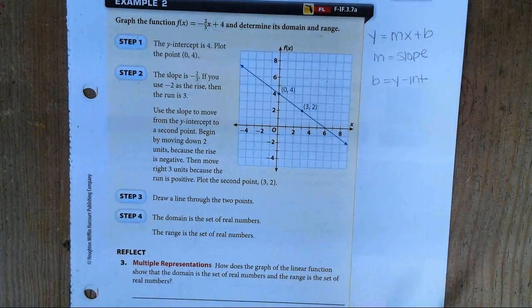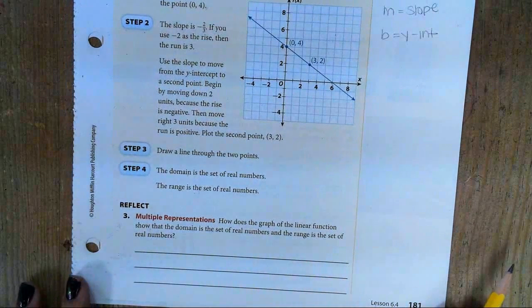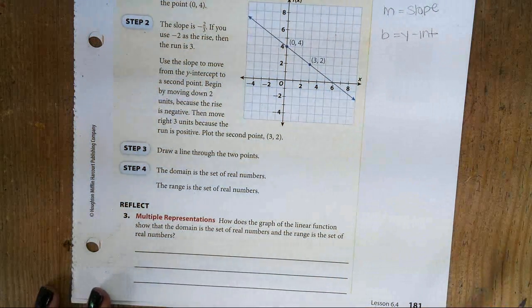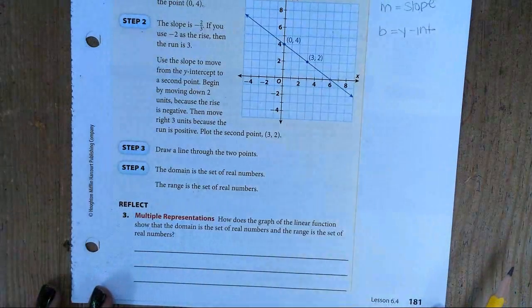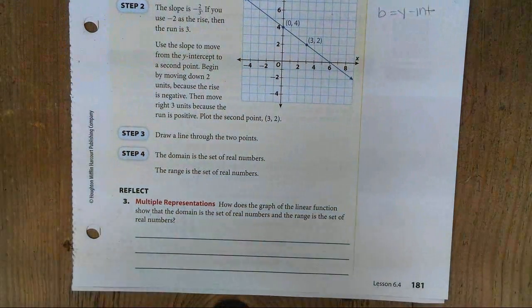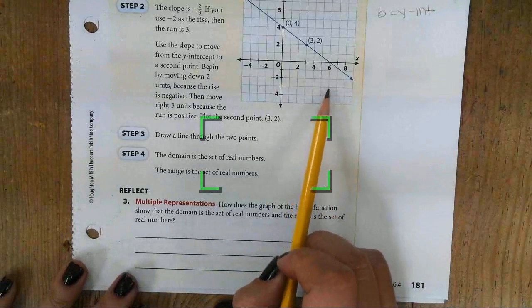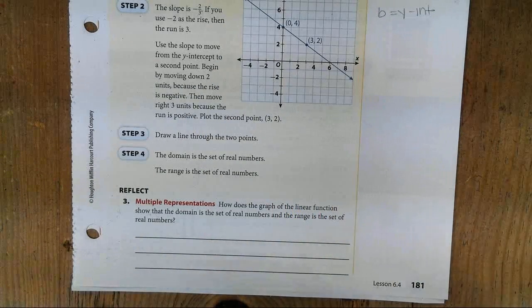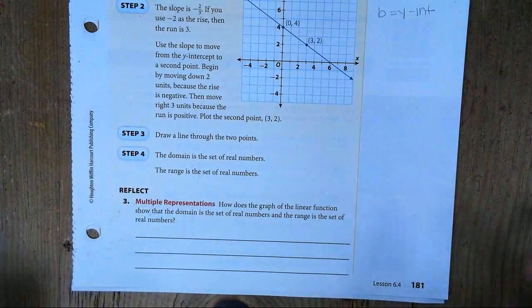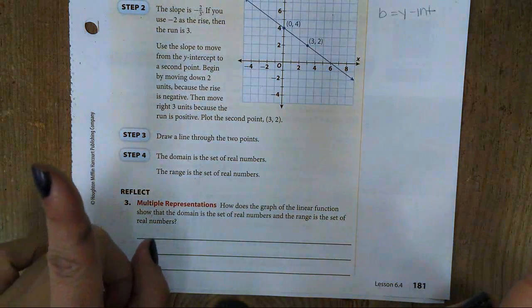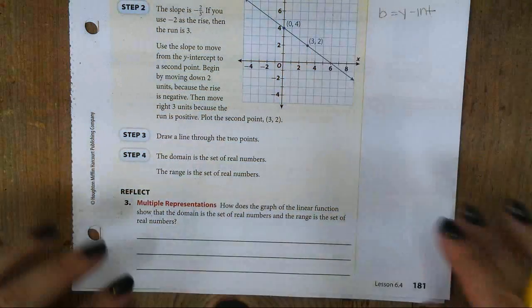So how does the graph of the linear function show the domain is a set of real numbers and the range is a set of real numbers? Well, by simply having the arrows at the end of the lines. These arrows are showing continuation, and because it's continuous, that means that it is going in both directions, left and right, as well as up and down.